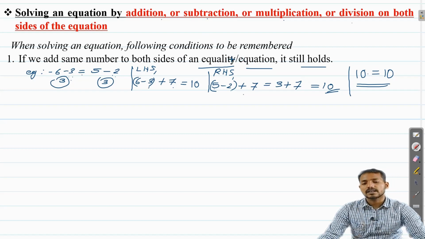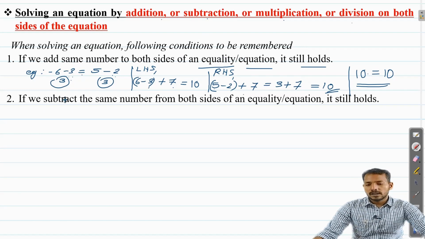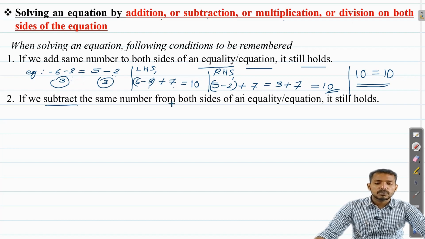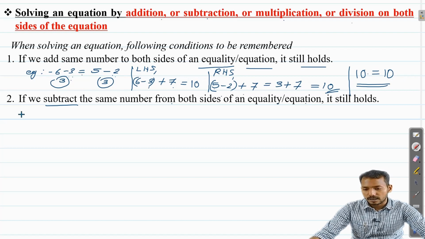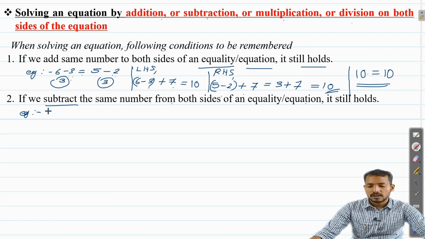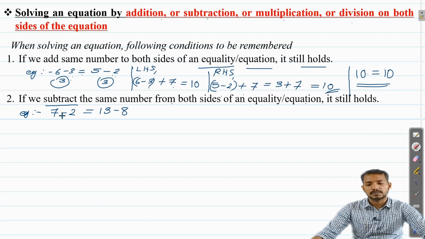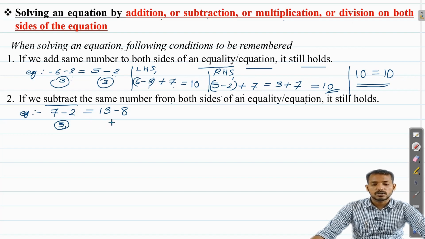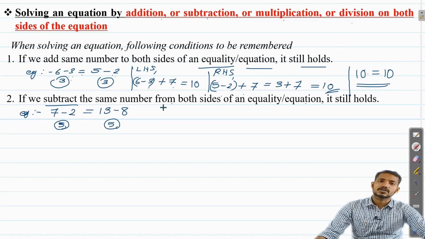Let's take the second condition. If we subtract the same number from both sides of the equality or equation, it still holds. Let's take an example to understand this. I am taking an equality here. 7 minus 2, which is equal to 13 minus 8. This is an equality because the left hand side is 5. 7 minus 2 is 5 and the right hand side is also 5. 13 minus 8 is also 5.